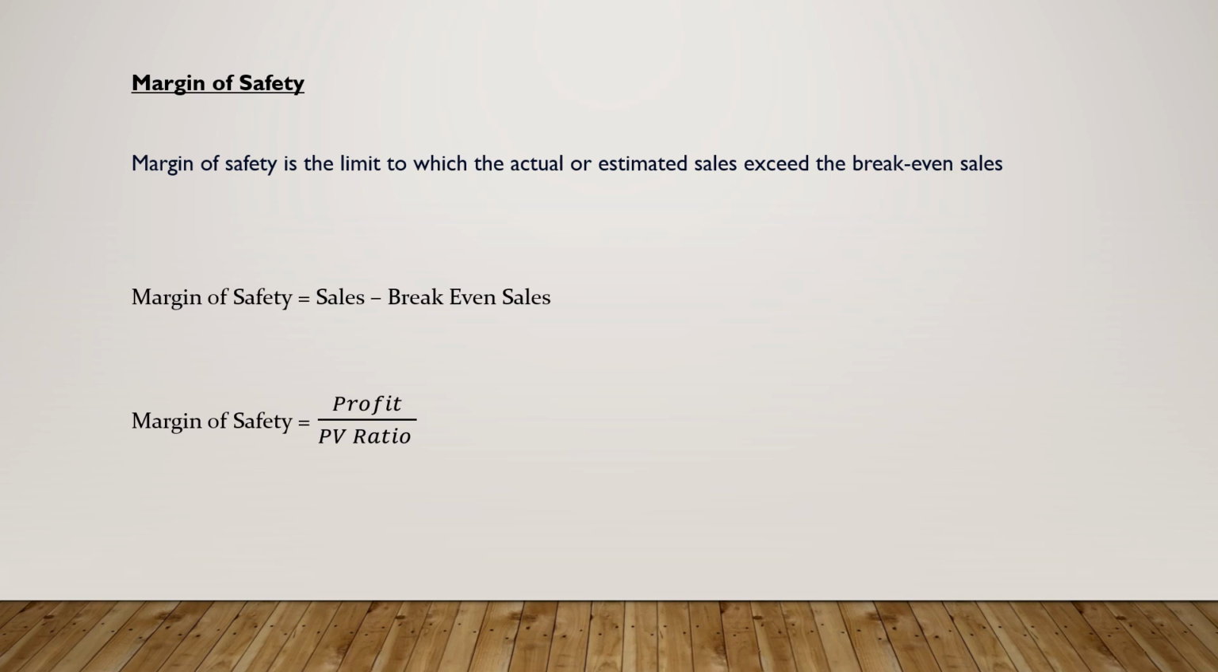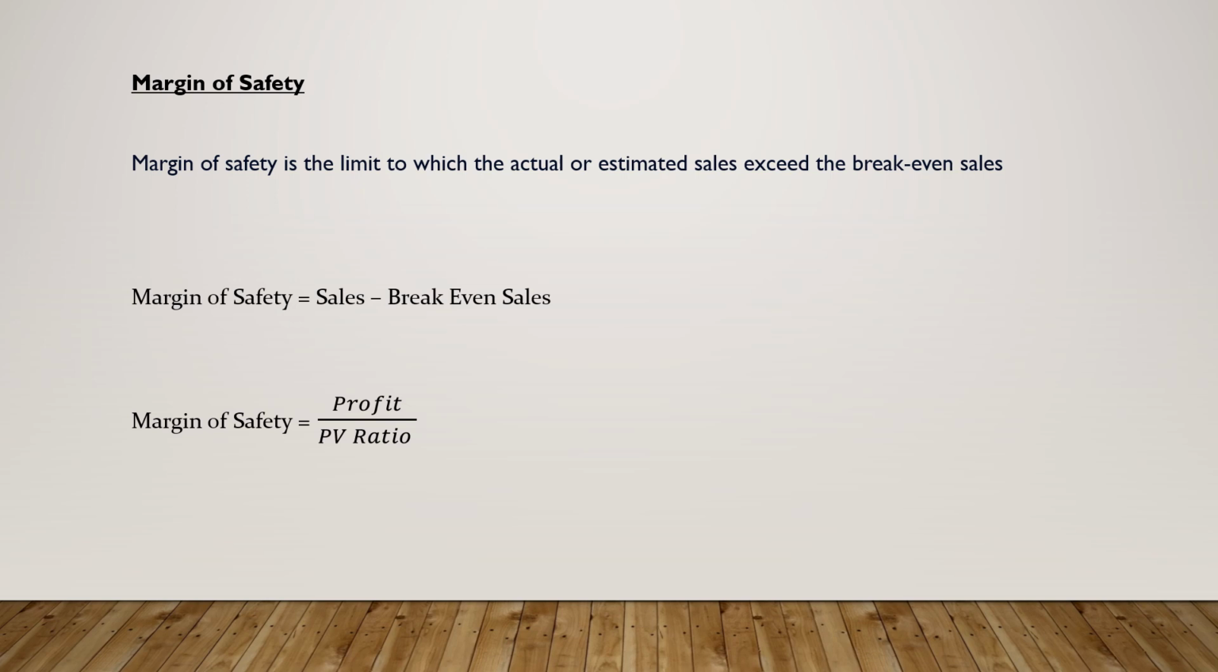Margin of safety is basically a buffer, additional sales over and above break-even. So anything which is over and above break-even will be considered as margin of safety. So margin of safety is equal to sales minus break-even point, that is, your actual sales minus break-even point.